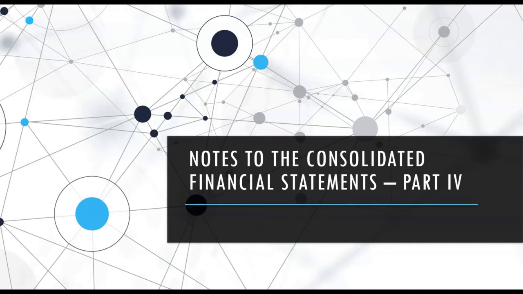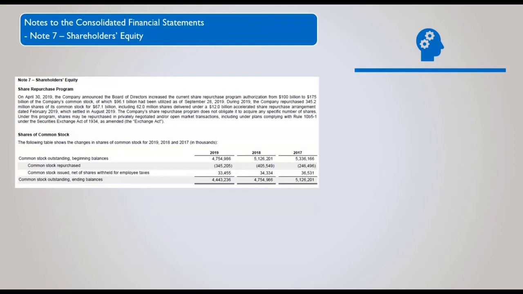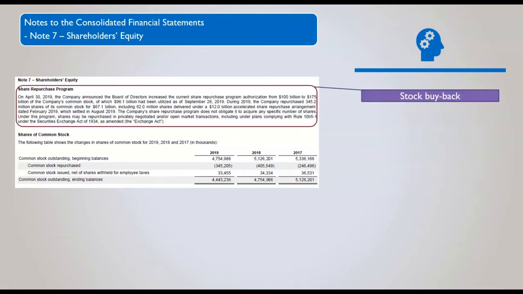Welcome back to the notes to the consolidated financial statements. This is part 4. We'll start with note 7, the note relating to the shareholders' equity. Here we can see a note and paragraph for the share repurchase program, also known as stock buybacks.